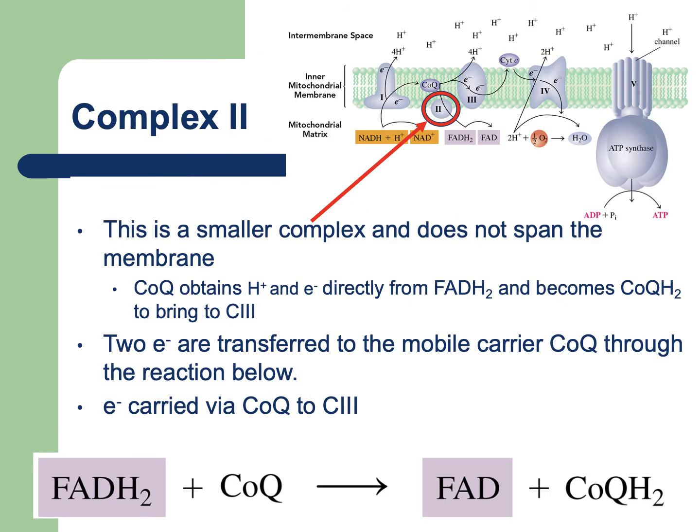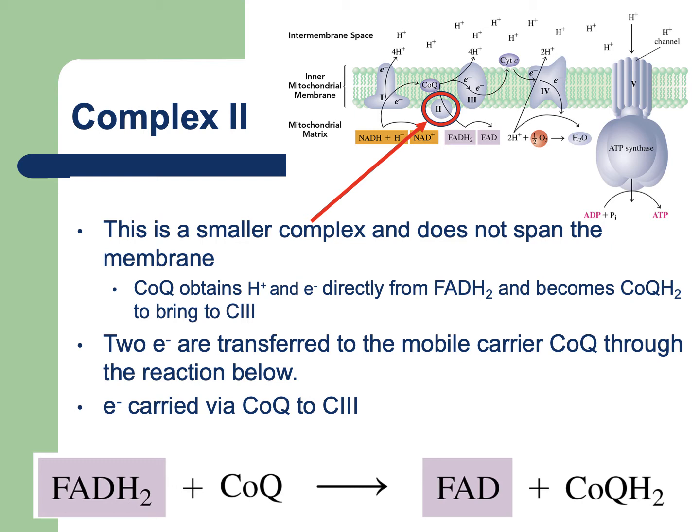Complex 2 is a smaller complex that does not span the membrane. And so ubiquinone, or coenzyme Q, obtains the hydrogen ions and the electrons directly from FADH2 and becomes coenzyme QH2 to bring these electrons to complex 3.